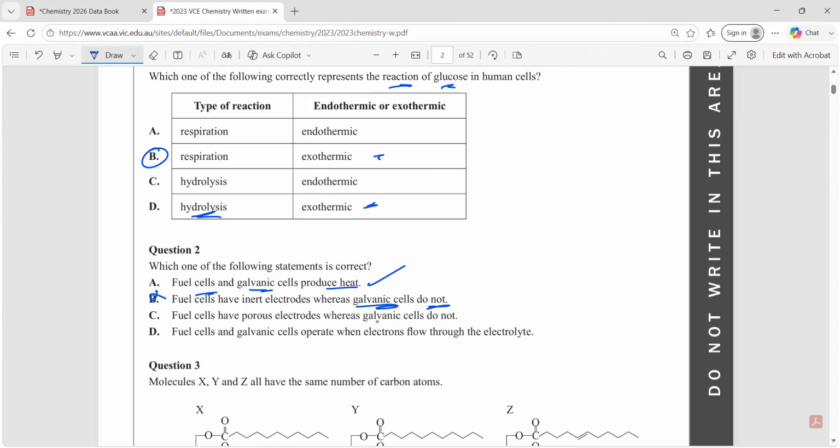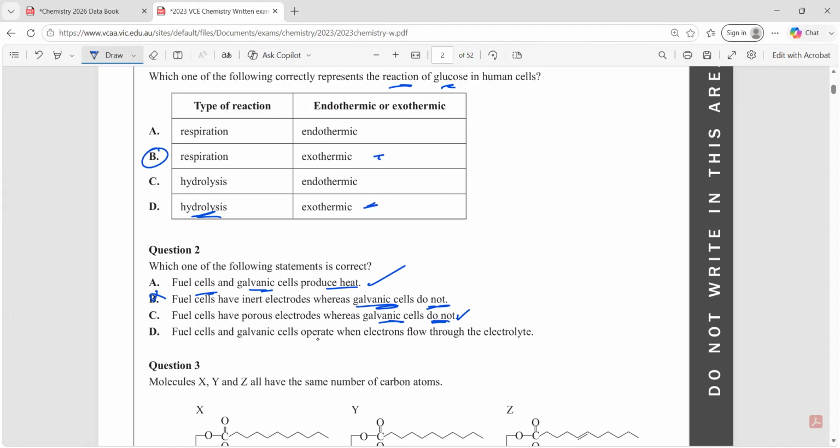Fuel cells have porous electrodes, whereas galvanic cells do not. Generally speaking, that also tends to be true. However, it's not like galvanic cells can't have porous electrodes, right? What's stopping galvanic cells from having porous electrodes to increase the reaction rate, right? From increasing the surface area to volume ratio and therefore increasing the reaction rate.